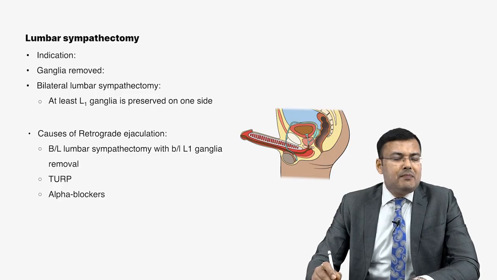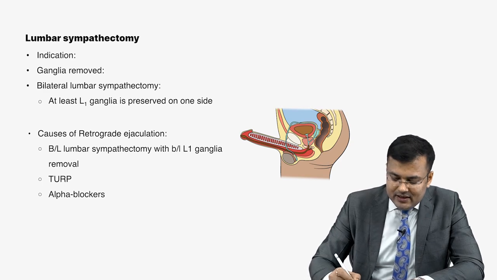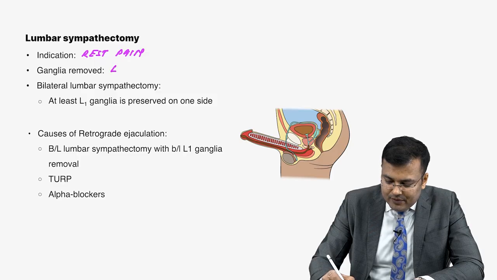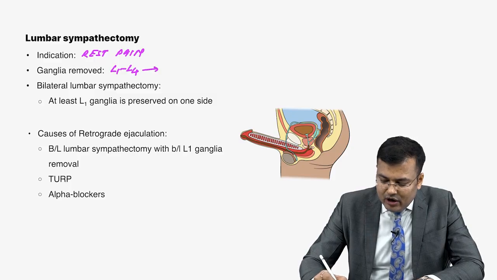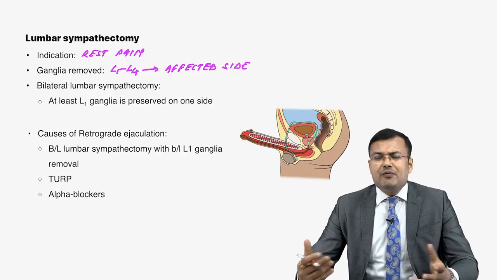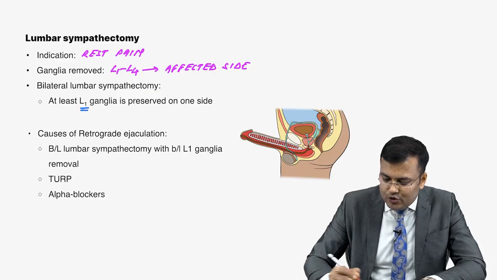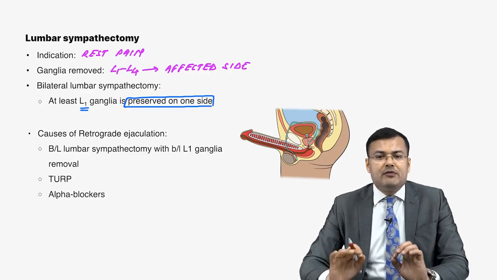So we discussed lumbar sympathectomy. What is the indication of lumbar sympathectomy? In Buerger's disease, rest pain, we discussed. Clear? What are the ganglia removed? We are going to remove L1 to L4 ganglia on the affected side. But imagine we have to perform bilateral lumbar sympathectomy. In that case, at least L1 should be preserved on one side. Tell me why. Why should at least L1 be preserved on one side?